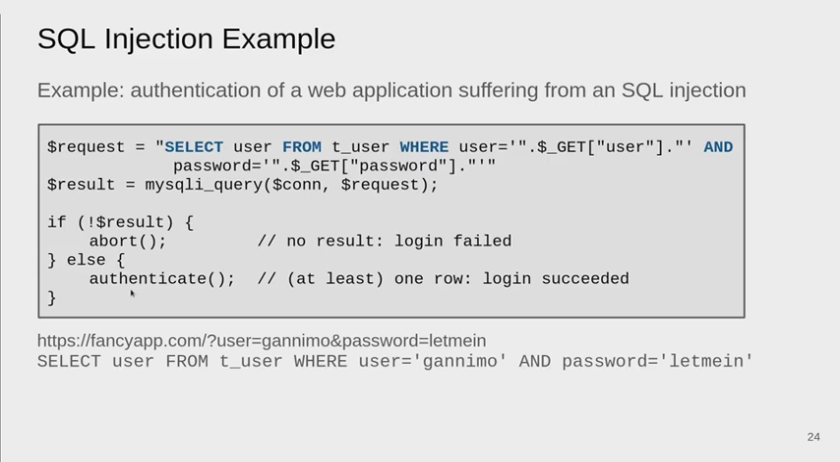And the string that the web application would send to the database is as follows: select user from tuser where user equals Ganimo and password equals let me in, and I will get a row, and the system would say all good. Now, how can we exploit this? Does anybody see the issue who has not seen SQL injection before?